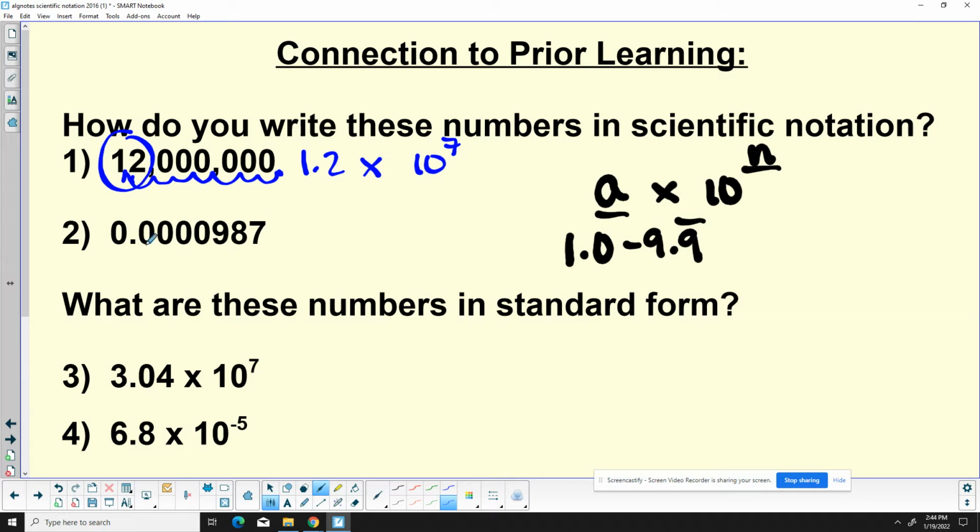So since this number, 0.0000987, is smaller than 1, actually way smaller than 1, it's a very small number, I would put my 9.87 first, times 10, and then I count over to here. 1, 2, 3, 4, 5. So it's 5 jumps, so I put a 5, and this is a tiny number. It's not even a penny, so it's going to be a negative 5.